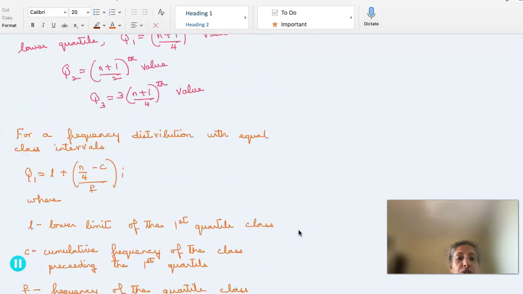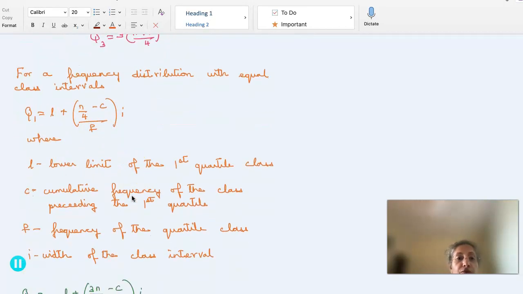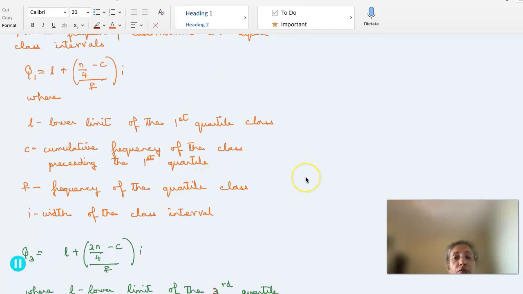For a frequency distribution with equal class intervals, Q1 is L plus ((n by 4 minus C) by F) into I, where L is the lower limit of the first quartile class. How do you find the first quartile class? Divide n by 4 and find the class in which that lies. C is the cumulative frequency of the class preceding the first quartile class, F is the frequency of the first quartile class, and I is the width of the class interval.